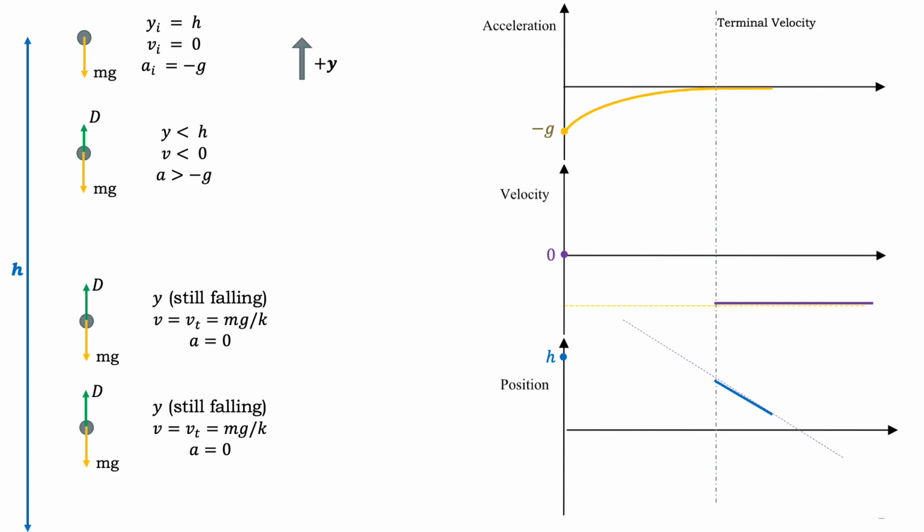Now let me fill in my velocity time graph. I draw a line that's getting faster and faster. It's getting to be a higher and higher negative number, but the initial slope of it has to be negative gravity. And the final one is to draw the position time graph.